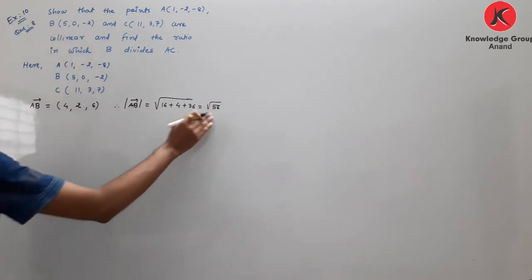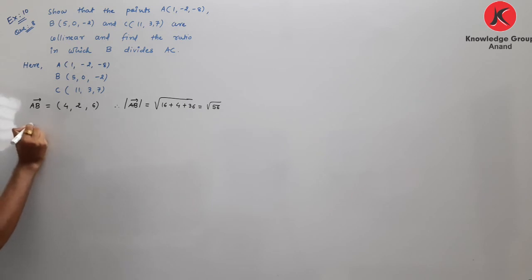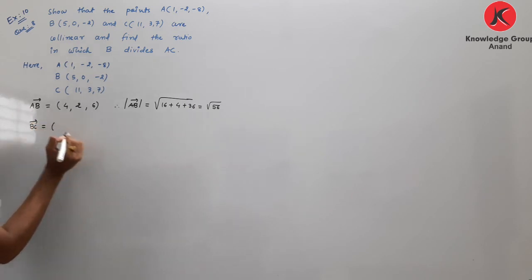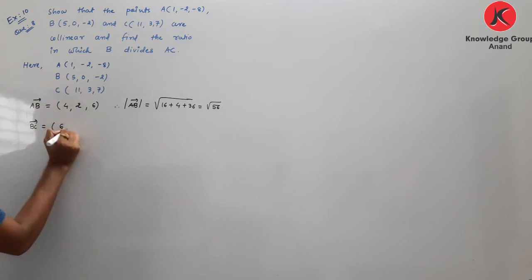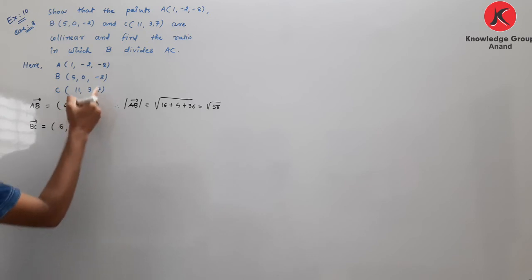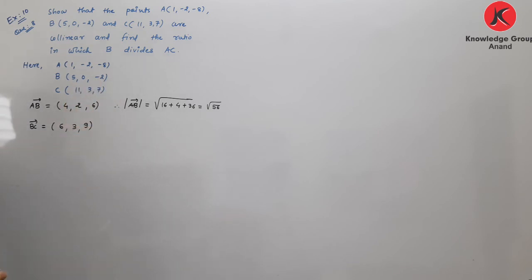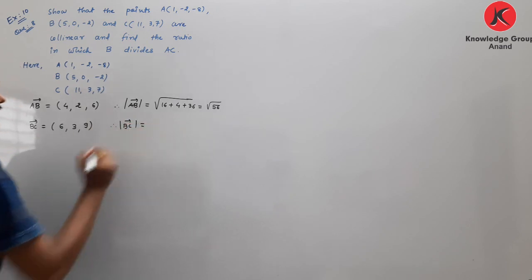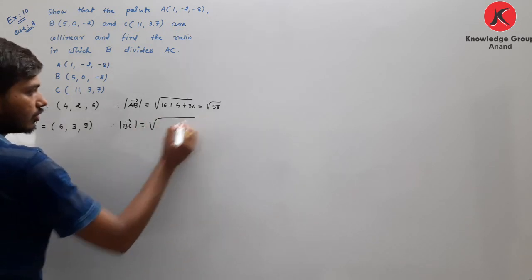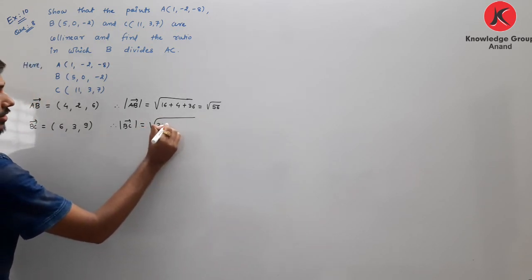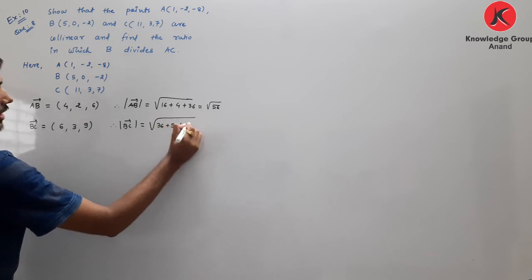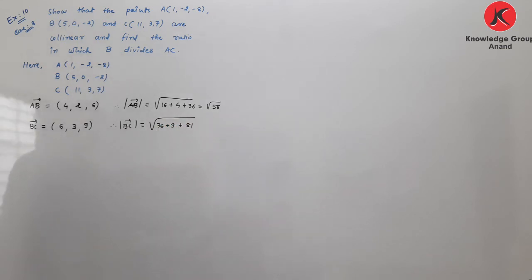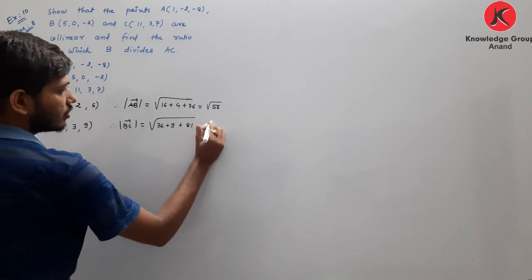Okay. Now next, vector BC. So vector BC can be obtained by C minus B. We can calculate 11 minus 5 is 6, 3 minus 0 is 3, and 7 minus minus 2 means plus 9. Therefore the magnitude of vector BC is equal to under root of 36 plus 9 plus 9 square 81. 81 plus 9 is 90, plus 36 is 126, which is equal to under root of 126.